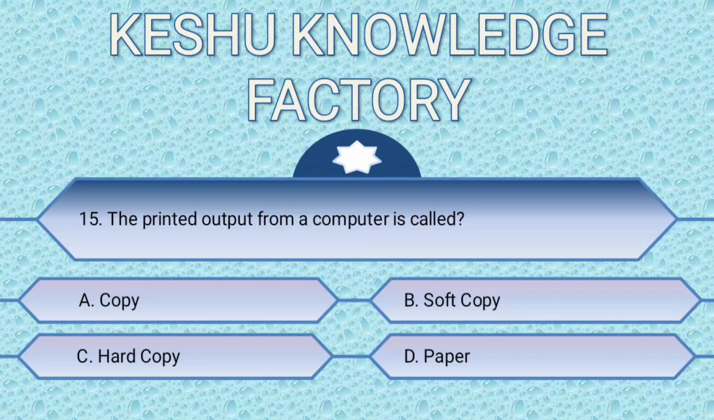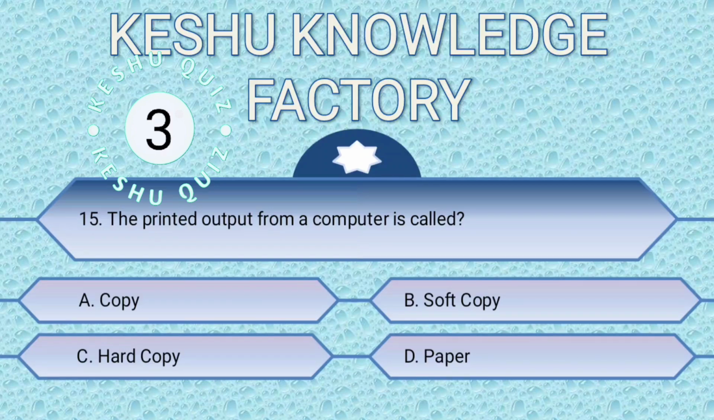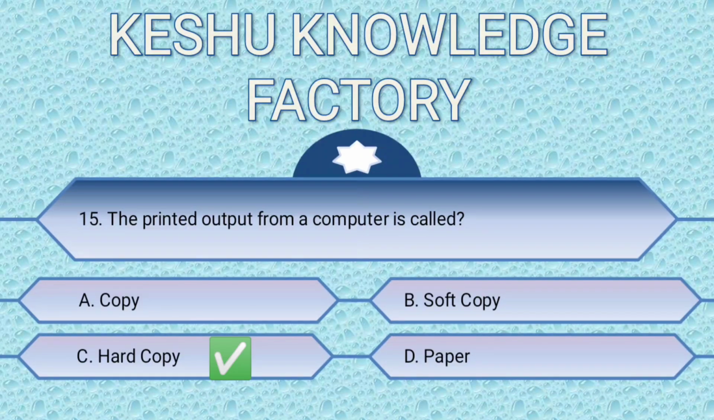Question 15. The printed output from a computer is called A. Copy. B. Soft copy. C. Hard copy. D. Paper. Answer is C. Hard copy.